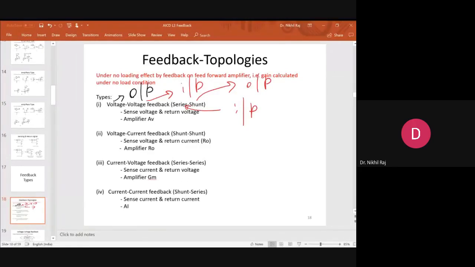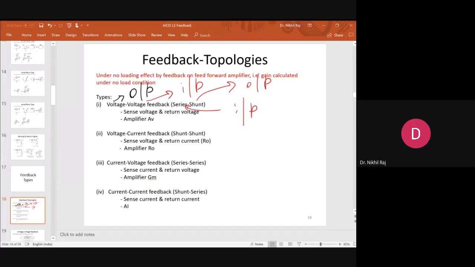This pattern is followed everywhere in every book. You will see if they are writing voltage feedback, this means output sensing is done in the form of voltage and input is given as a voltage. But when it is series shunt, this means input is connected in a series fashion and output is in a shunt configuration. So in these keywords, series means your impedance will increase, and your voltage is being added if it is the input section, and shunt means your voltage is being taken from the output section.